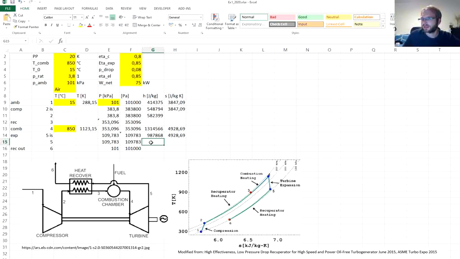And now for the expansion, we are expanding to a little bit higher pressure than the ambient, but the enthalpy will be the enthalpy at the inlet, H4, and now we are subtracting from that the ideal enthalpy difference, but the real enthalpy difference will be smaller because of the efficiency. So that's this.